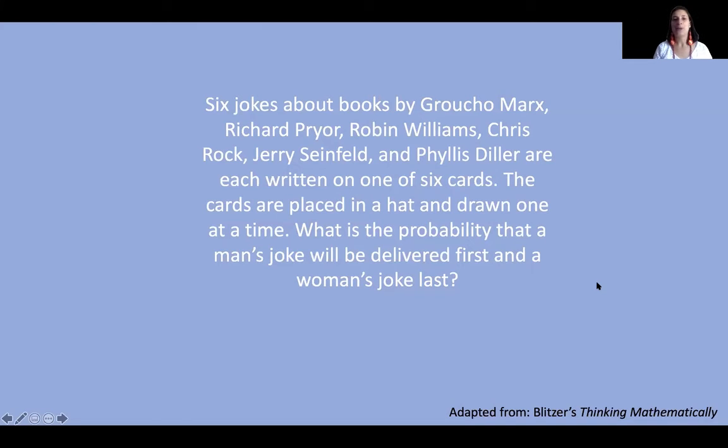All right, let's take a look at an example that's a little bit different. Let's say that we were analyzing jokes and that we had 6 jokes by Groucho Marx, Richard Pryor, Robin Williams, Chris Rock, Jerry Seinfeld, and Phyllis Diller. They're written each on one of 6 cards. The cards are placed in a hat and drawn one at a time. What's the probability that a man's joke will be delivered first and a woman's joke will be delivered last? Okay, so pause the video and try it.